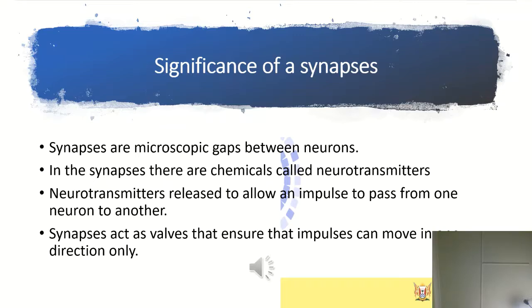It is these neurotransmitters that are released that allow an impulse to pass from one neuron to another. And synapses act as valves that ensure that impulses can move in one direction only. So an impulse must move in one direction. So that's how synapses are important. That is the significance of a synapse.